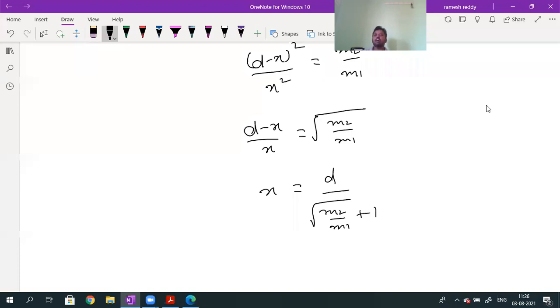This is the only formula you need. Whenever two poles m1 and m2 are separated by a distance d, if the two poles are like poles, the null point will be obtained between the poles.